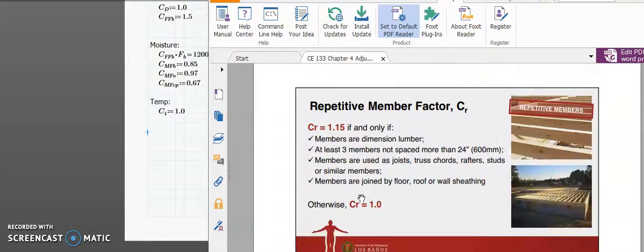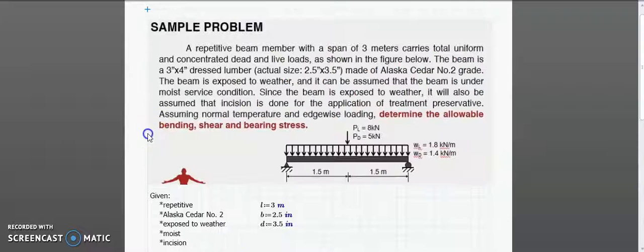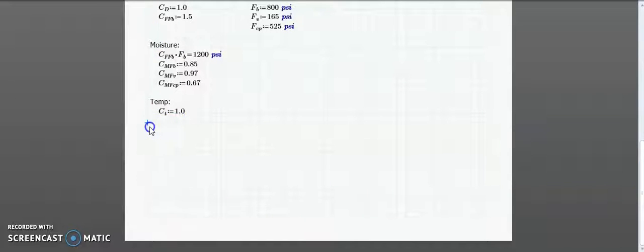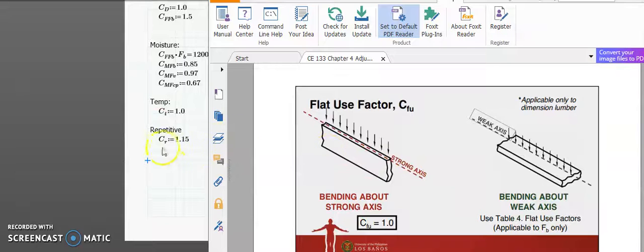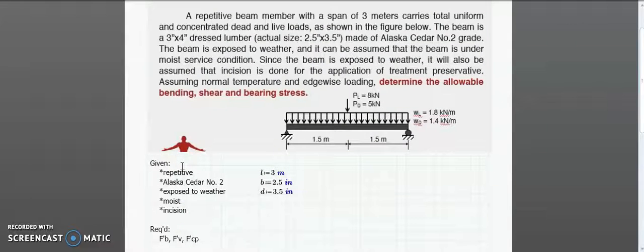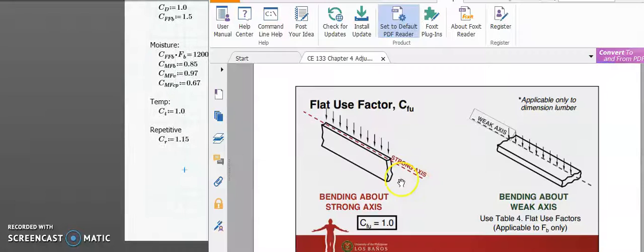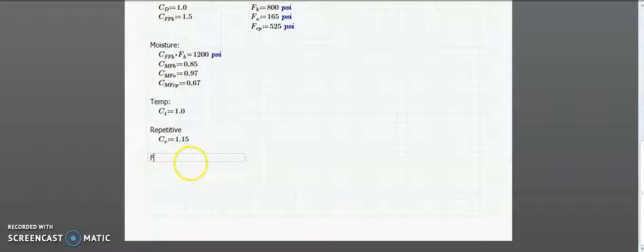Next, repetitive, yes it is. So that was already mentioned. And the next is the flat use factor. It was mentioned that it is edgewise loading. So that means this one, strong axis bending. Therefore, CFU equals 1.